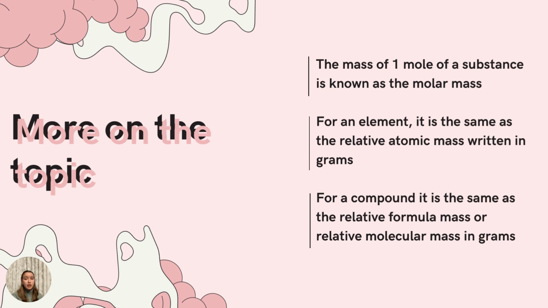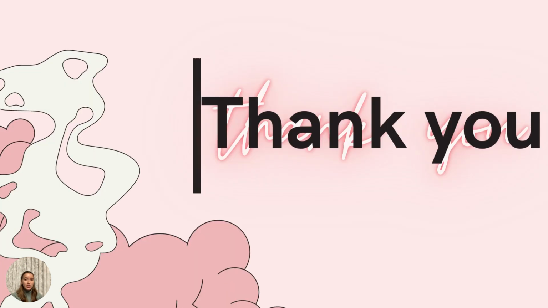And lastly, for a compound, it is the same as the relative formula mass or the relative molecular mass that we give in grams. So the molar mass is the same as the relative atomic mass that we give in grams for a certain element, but it is the same as the relative formula mass or the relative molecular mass that we give in grams for a certain compound. So either if we're talking about an element or a compound, we have the molar mass being equal to another measurement that we use in our calculations or different stoichiometries.